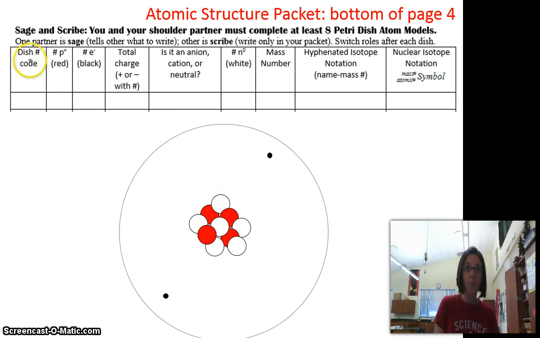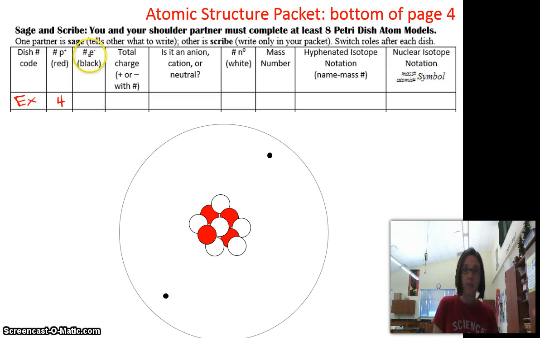So the first thing it wants is the dish code. If you look on the side of the Petri dish, you're going to see some sort of a number with a letter. I'm just going to put EX here because it's the example. But you're going to have maybe an 18A or something like that. So this tells us here that the red ones are the protons. And that's why I color-coded this stuff on the earlier slide. Because when you look in the nucleus and we see the reds, we're going to count that there are 4 of them. That means there are 4 protons in this model of an atom.